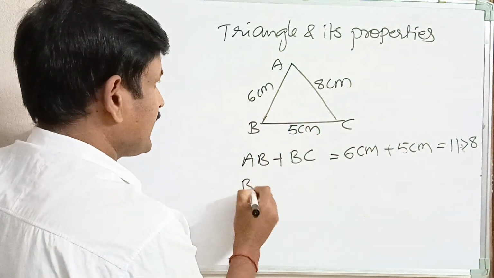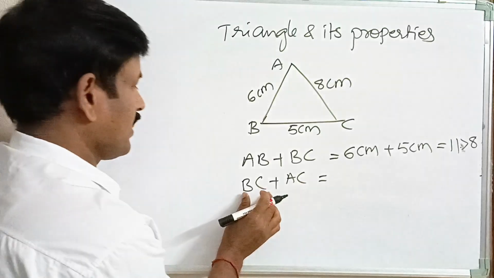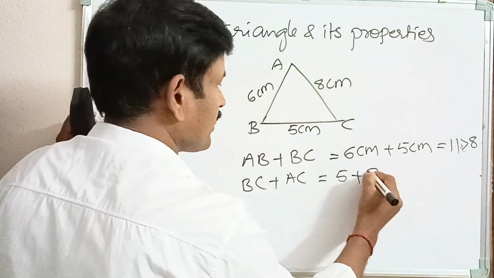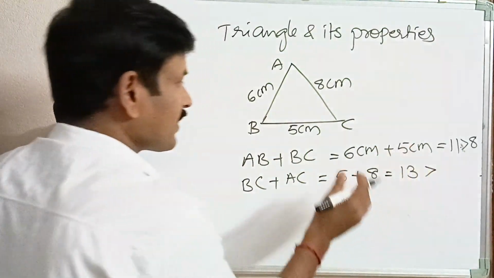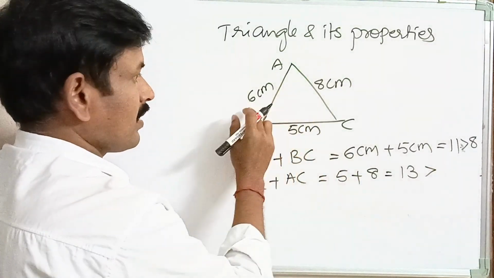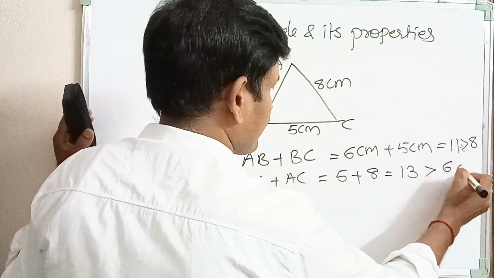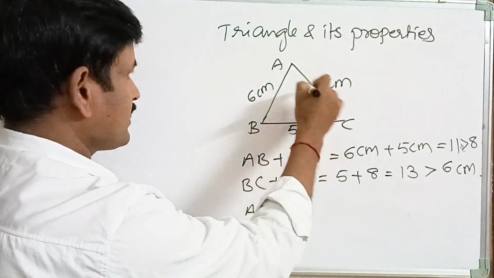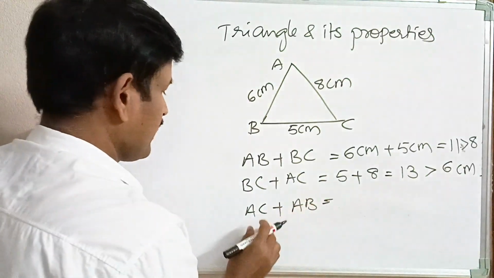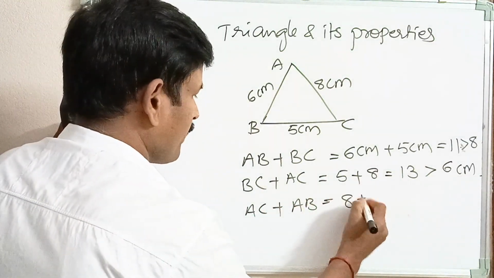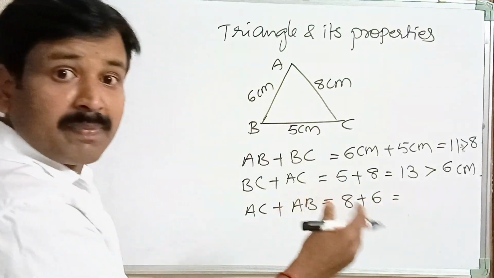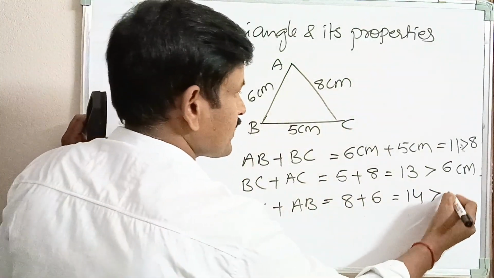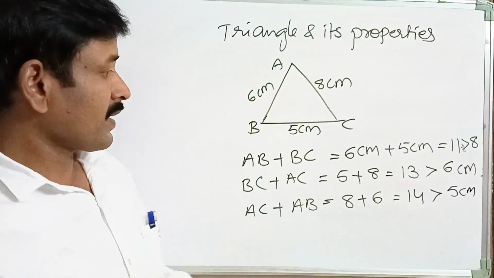Now BC plus AC, add these two sides. The length of BC is 5 centimeters plus the length of AC is 8 centimeters. 5 plus 8 is 13, which is greater than the length of the third side, 6 centimeters. In the same way, add these two sides, AC plus AB. The length of AC is 8 centimeters plus AB is 6 centimeters. 8 plus 6 is 14, which is greater than the length of the third side, 5 centimeters. Here, what do you notice?